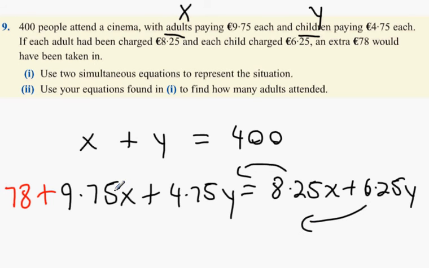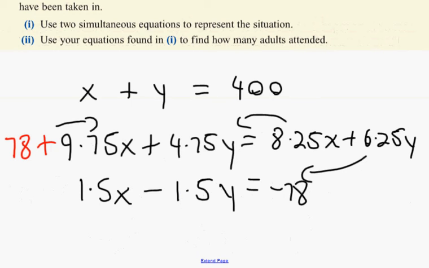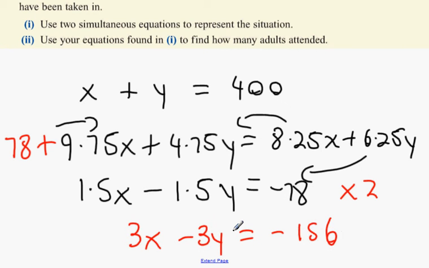Okay, what I'm going to do next is bring over the 8.25 and the 6.25 and take it away. 9.75 minus 8.25 is 1.5x. 4.75 minus 6.25 is minus 1.5y. Bring the 78 over the other side and we get minus 78. Now I'm going to multiply both of them by 2. Why am I multiplying this equation by 2? I don't want any decimals. So I'm going to get 3x minus 3y equals minus 156.